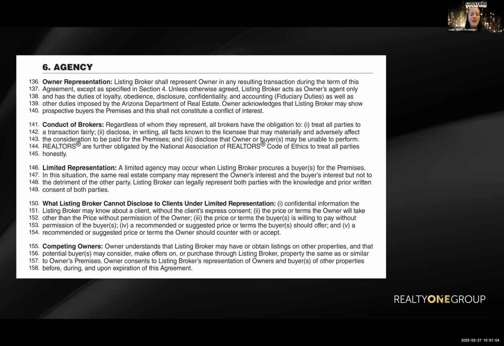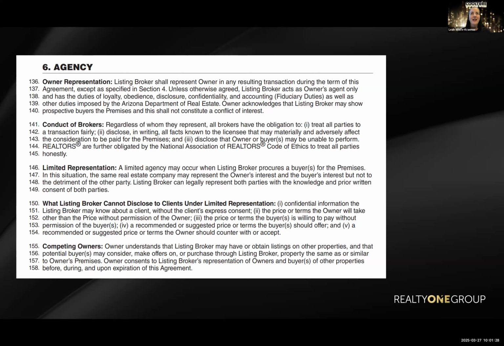A limited agency may occur when listing broker procures a buyer for the premises. In this situation, the same real estate company may represent the owner's interest and the buyer's interest, but not to the detriment of the other party. Now, defining that has been a little bit of a trick, right? Listing broker can legally represent both parties with the knowledge and prior written consent of both parties.